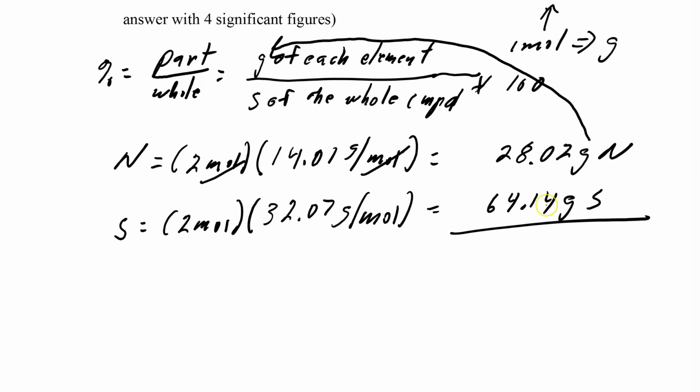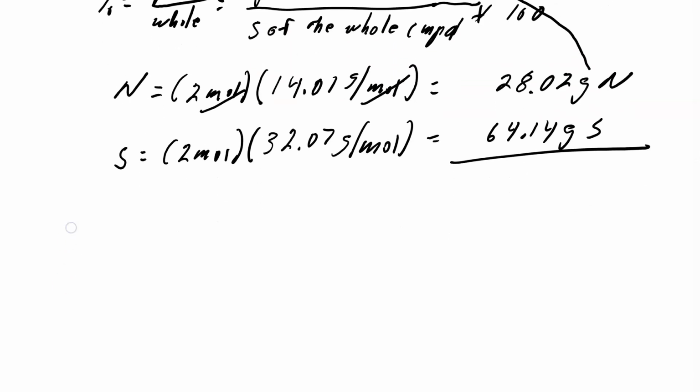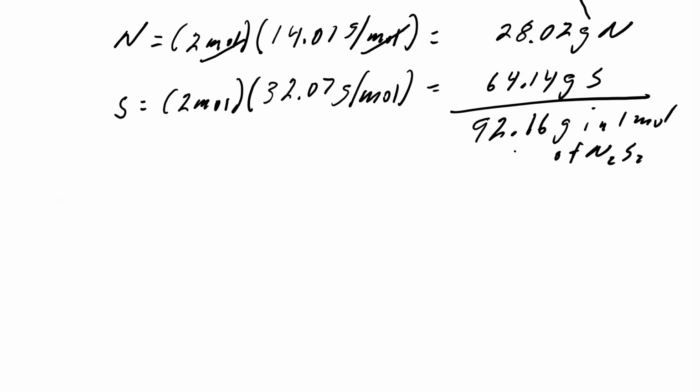Now we need to add this up to get the denominator value, the grams in 1 mole of the compound. So adding this up together, we're going to get a value of 92.16 grams in 1 mole of N2S2, and this goes into the denominator. So now we can calculate our mass percent of each element.